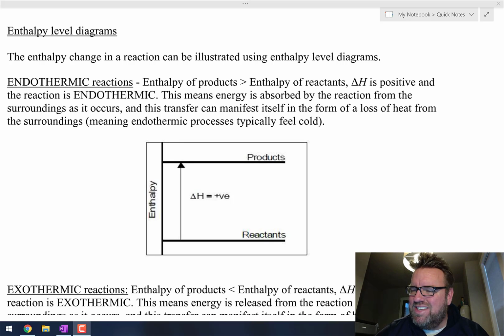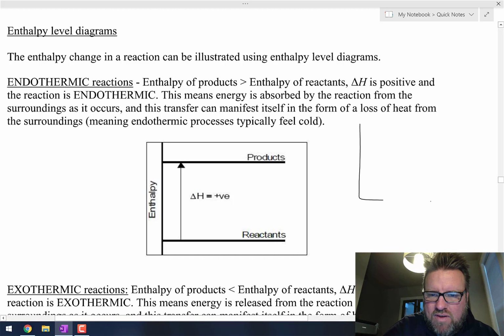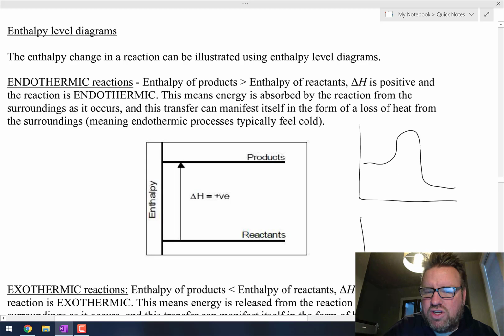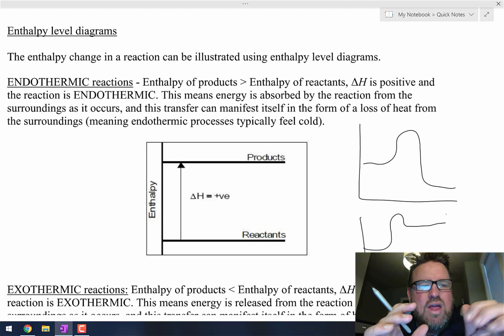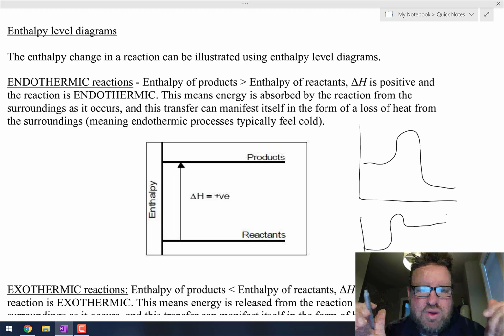Another way of representing the enthalpy change in a chemical reaction is to use what's called an enthalpy level diagram. It's kind of like what we talked about before when you have those energy profiles where you go whoop, and that is an exothermic reaction, or one that goes like this, and that is an endothermic reaction. Pretty similar to something like that. It just gives you a little bit more clarity on what is endothermic and what is exothermic.